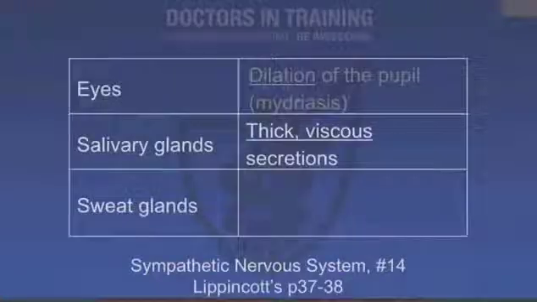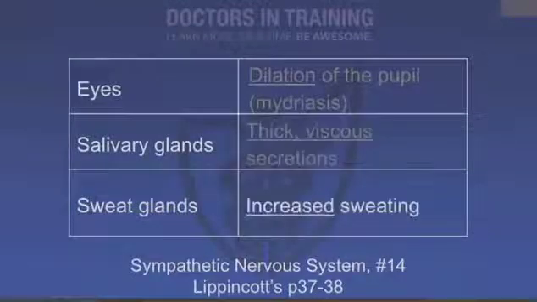In the salivary glands, sympathetic stimulation will cause thick, viscous secretion, thick, viscous saliva. This will be a lot easier to remember in a moment when we talk about parasympathetics. And then finally, in the sweat glands, or the eccrine glands, you get increased sweating from sympathetic stimulation.